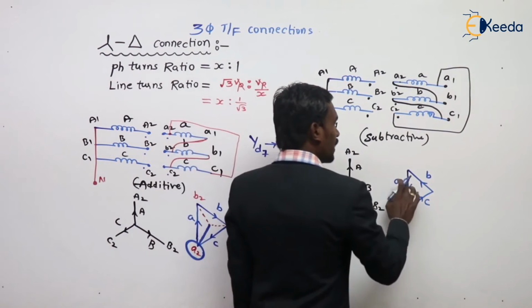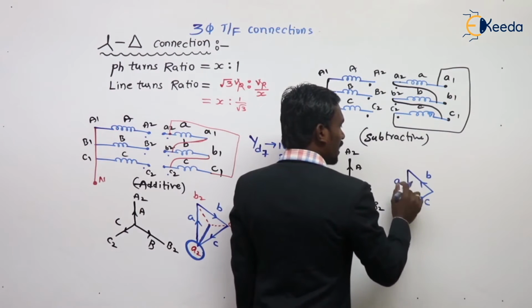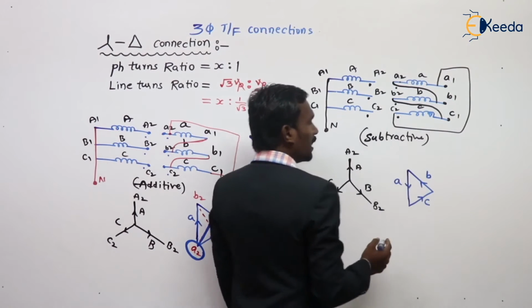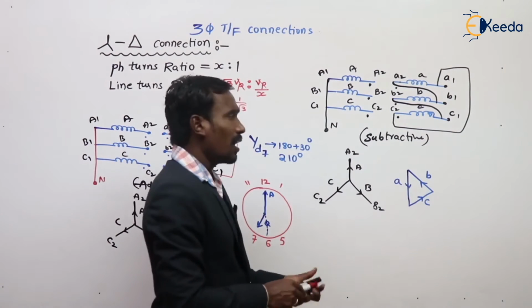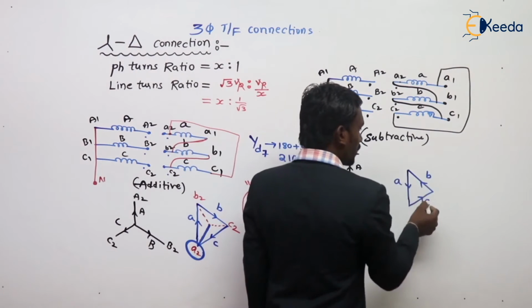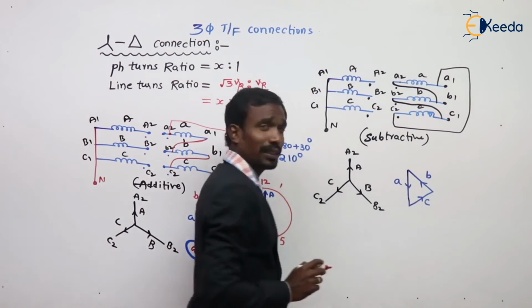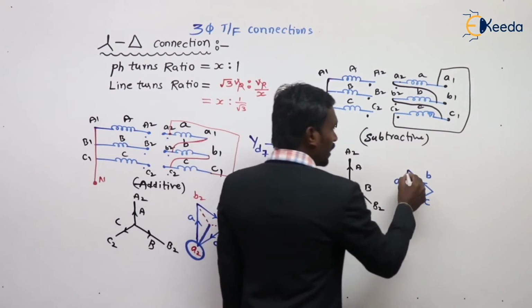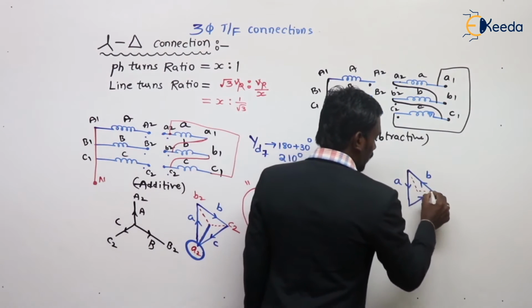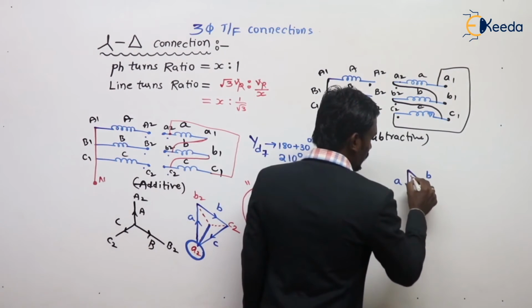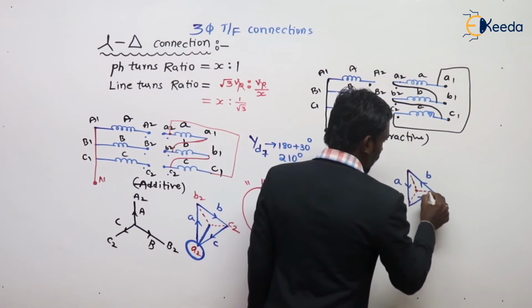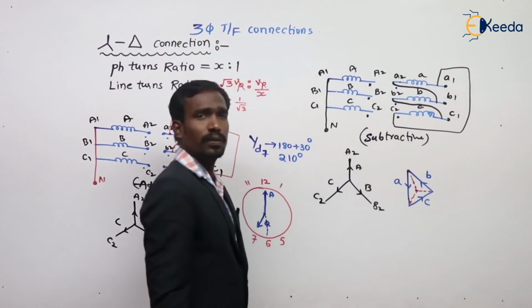A, B, C. These are the three vectors. Of course, this is A, B, C. That is enough. And see how the representation is there. This is my star representation.